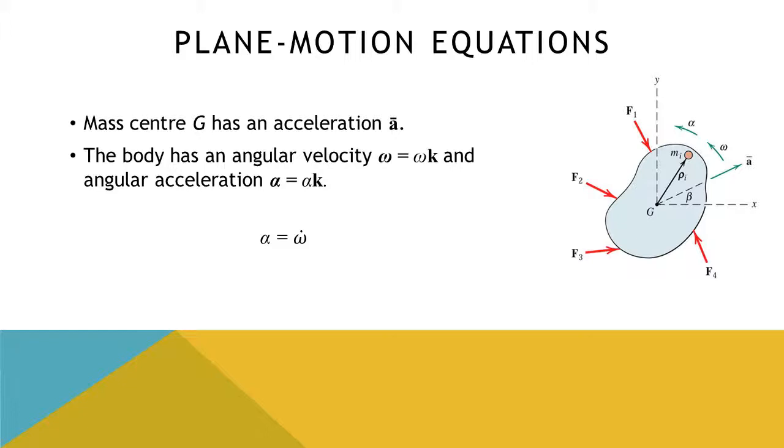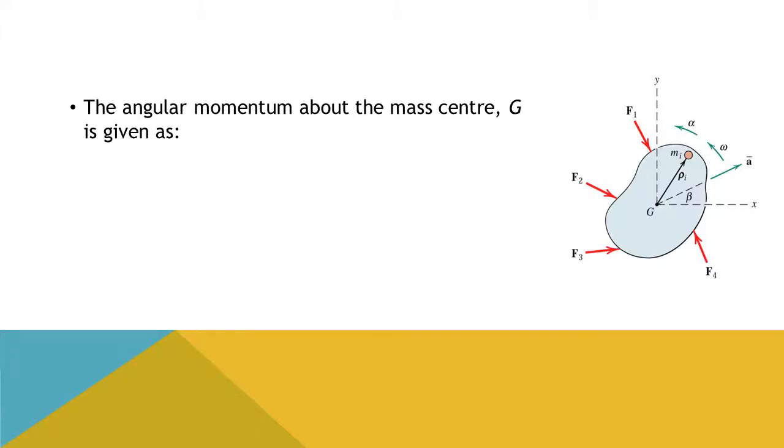Since omega and alpha are perpendicular to the plane of motion, the scalar notation omega and alpha equals omega dot may be used to represent the angular velocity and the angular acceleration. The angular momentum about the mass center for a general system is given as, where ρi is the position vector relative to G of the representative particle of mass mi.